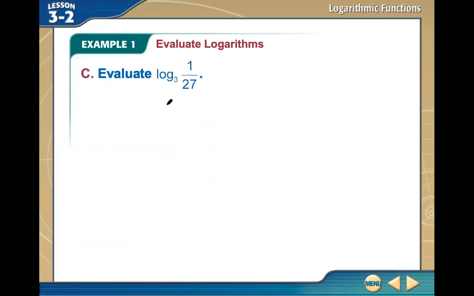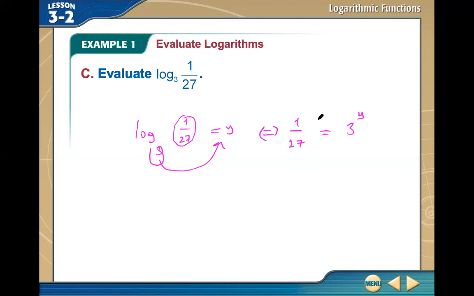Now, what about this? I'm writing logarithm to the base of 3 of 1 over 27. Let's call it y. If and only if this number equals 3 to the power of y. Till here, do you have any question? No question.